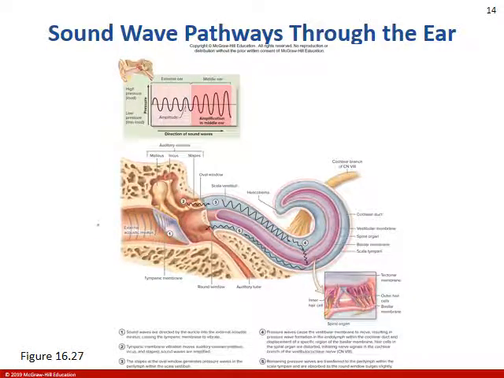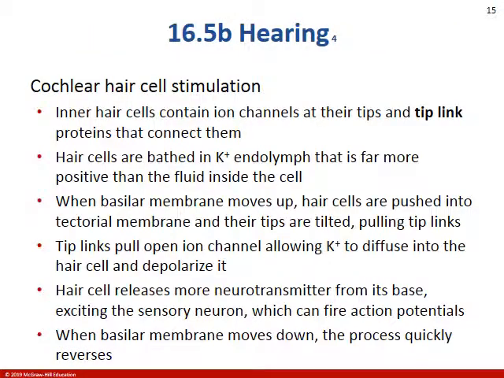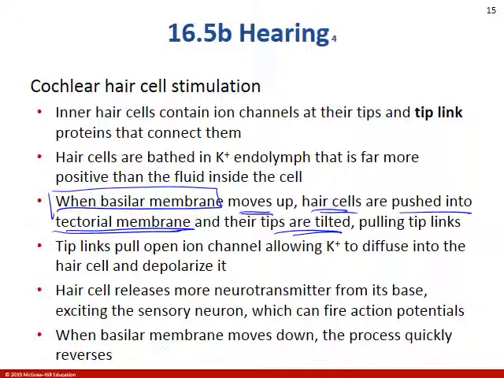If we start from the top, we can see the sound waves moving through the external acoustic meatus, causes the tympanic membrane to vibrate, causes the ossicles to vibrate. The ossicles are then pushing on the fluid, right? The endolymph and the perilymph. And those vibrations are pushing up on the basilar membrane. When the basilar membrane moves up, the hair cells are pushed into that ceiling or tectorial membrane. Their tips are tilted or distorted or bent.